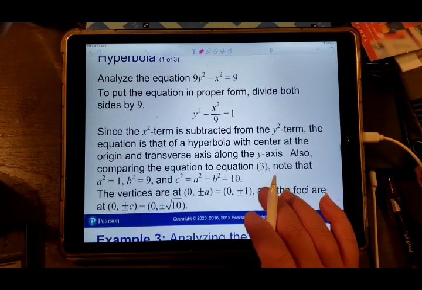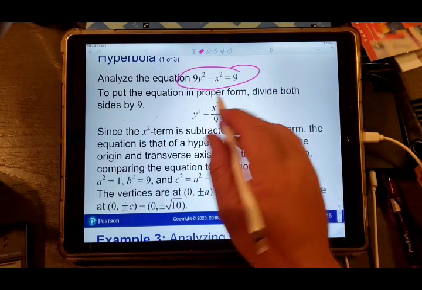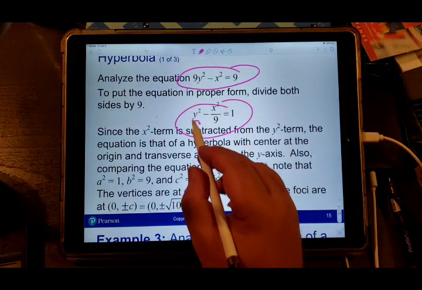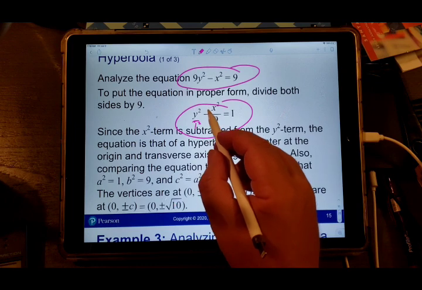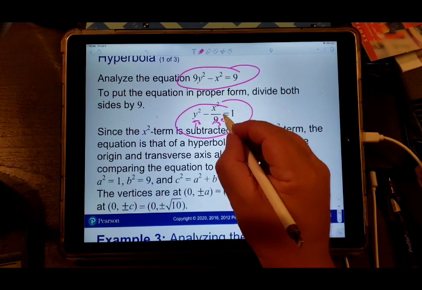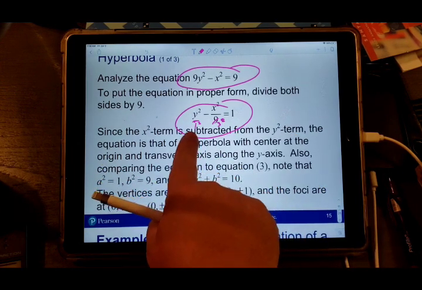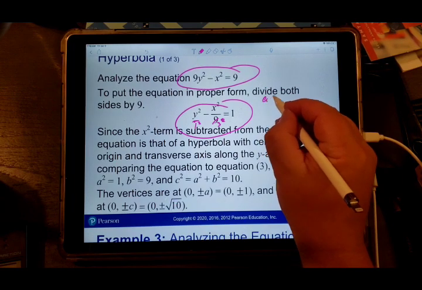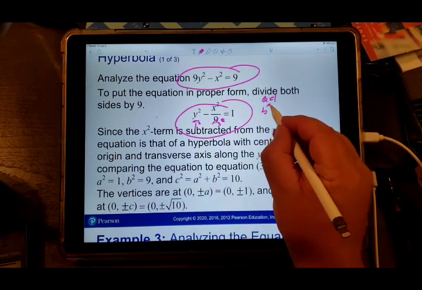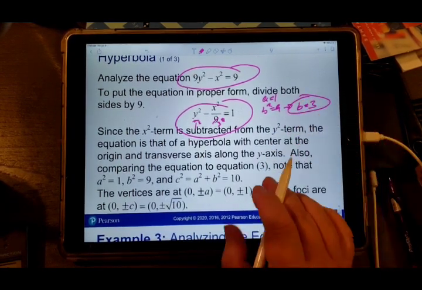All right. So interesting question. Analyze this. We'll just divide by 9. You divide everything by 9. You get y squared over 1 squared minus x squared over 3 squared. So I know what A is. A is not by size. It's by leading number here. So A is 1. A squared is 1. B squared is 9. So that implies B is equal to 3.